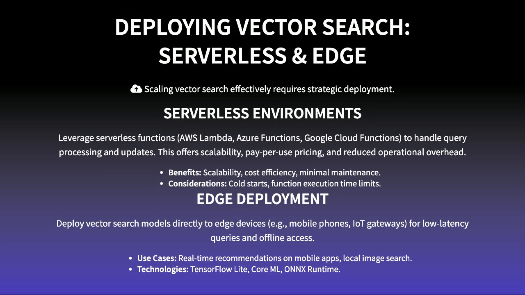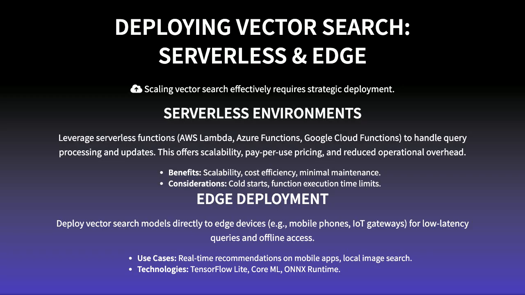Okay, let's talk about getting your vector database running in the real world. Deploying it effectively often means thinking about where you need it most. Serverless environments like AWS Lambda or Azure Functions are fantastic for handling those incoming queries. They automatically scale up when needed and only charge you for what you use. It's a really cost-effective way to do things.